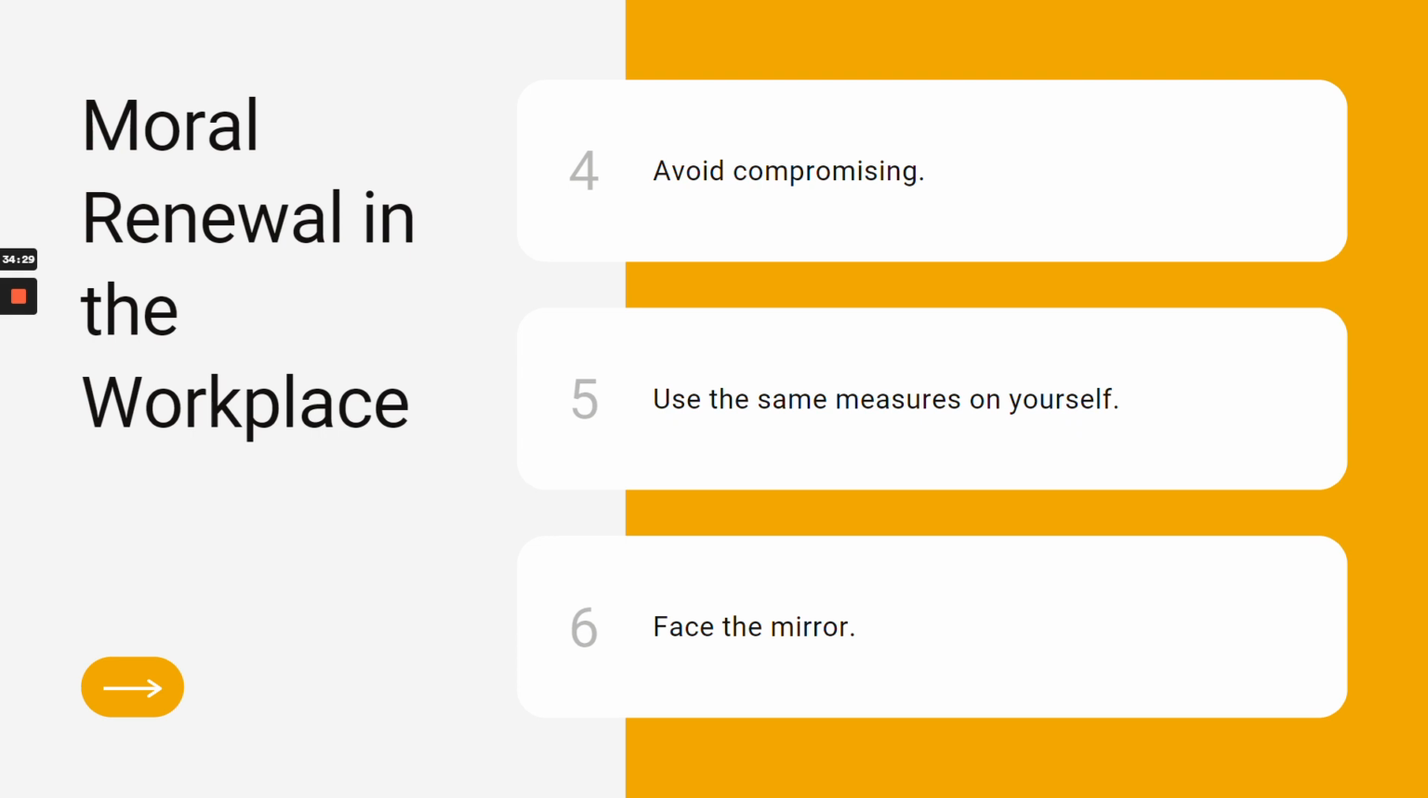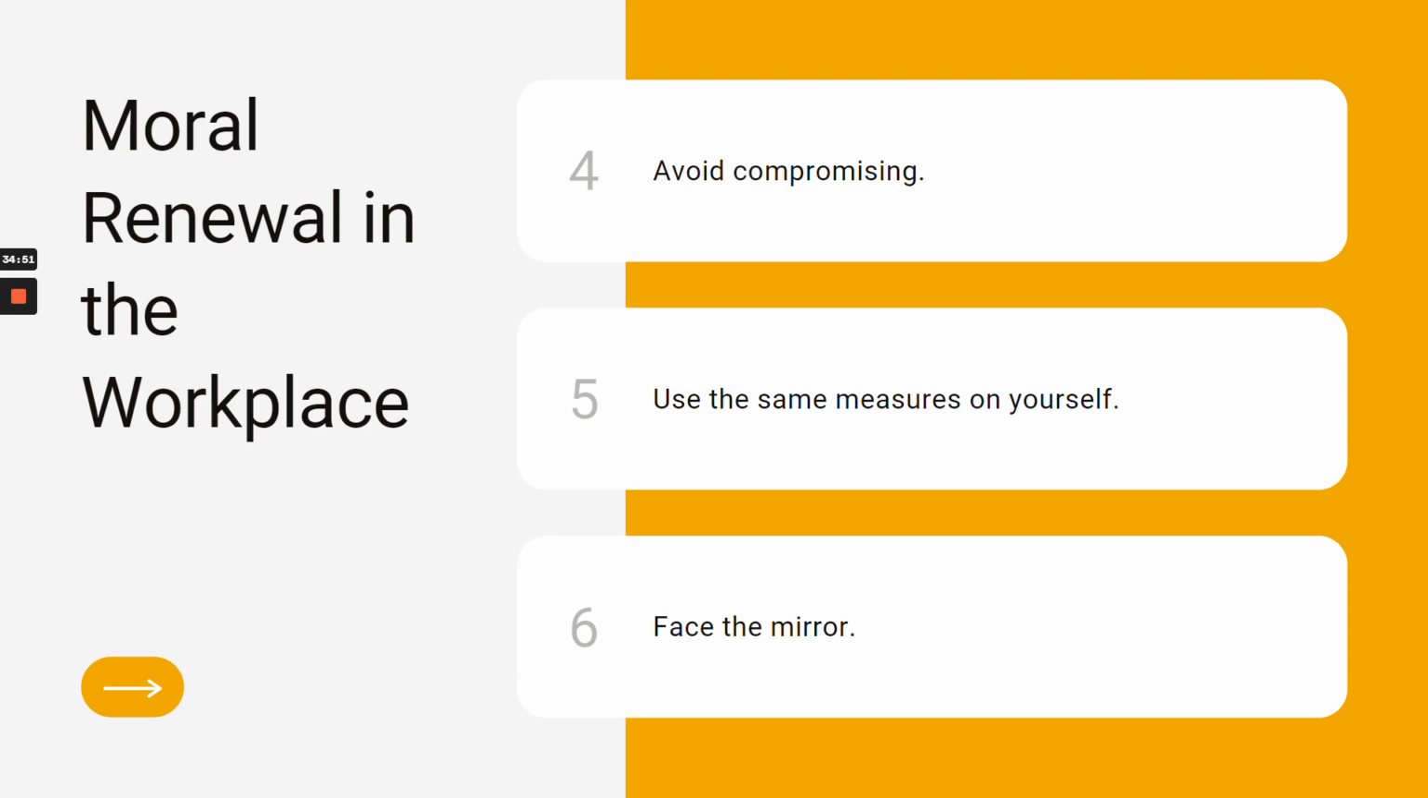So if you want a leader who is not immoral, not corrupt, or incompetent, you have to also use that on yourself. You should not be immoral also. You should not be corrupt. You should not be incompetent also. So use that same measure. Number six is face the mirror.